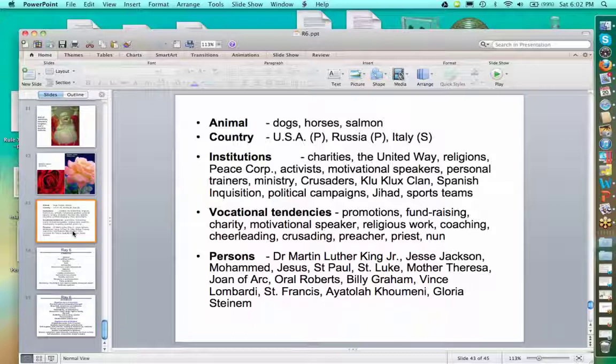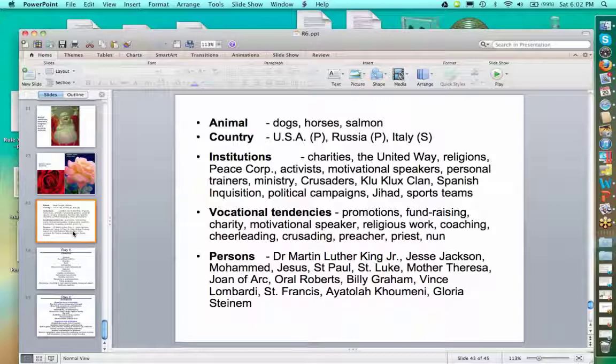Look at the countries, both personality for the United States and Russia as personality, and weren't they resonating there, whether Cold War or not? They're always kind of at each other because they resonate together. It's Italy's soul, the Pope is in Italy, the religion, the Catholicism is in Italy. It's its soul ray. Some of the institutions, some of the positive ones are the various charities, the United Way, religions, Peace Corps, all activism, motivational speakers, personal trainers, the ministry.